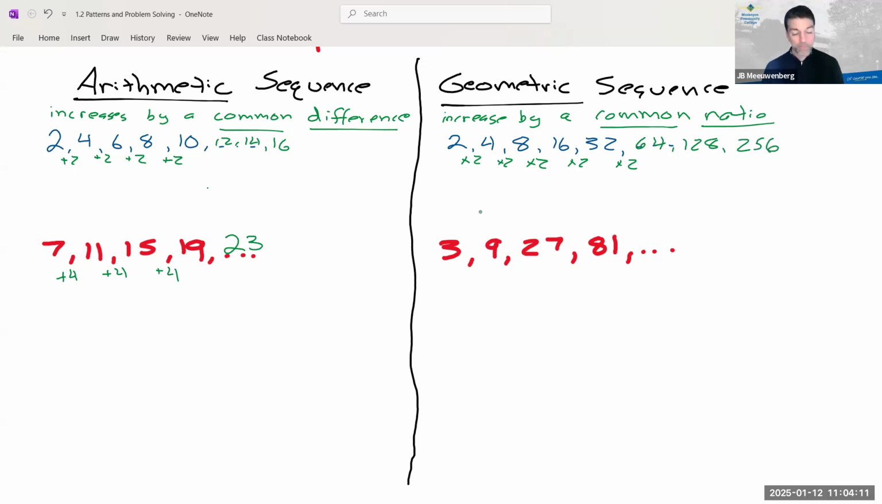On this one, what were we doing? We were multiplying by 3. 3 times 3, 9 times 3, 27 times 3. What's the next number? 81 times 3 is 243. So those are arithmetic and geometric sequences.